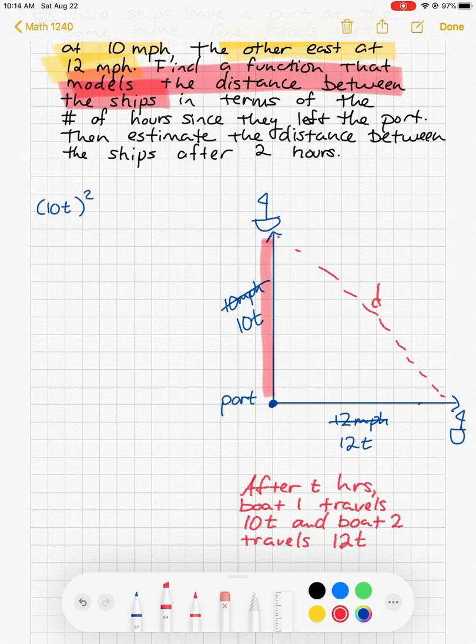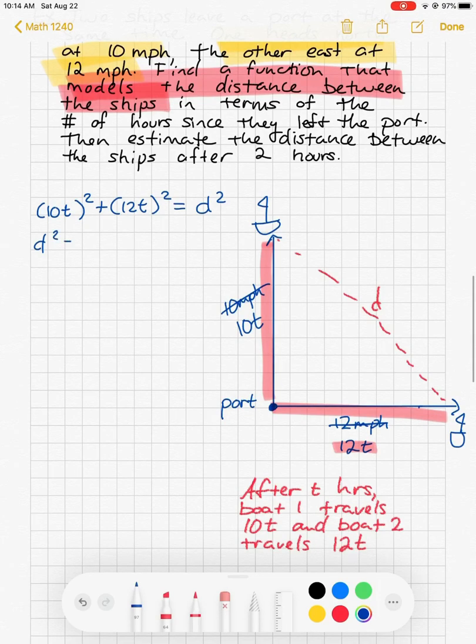The length of this leg is 12t. Okay, equals the hypotenuse squared. So let me see. It's 100t squared plus 144t squared. D squared is 244t squared.